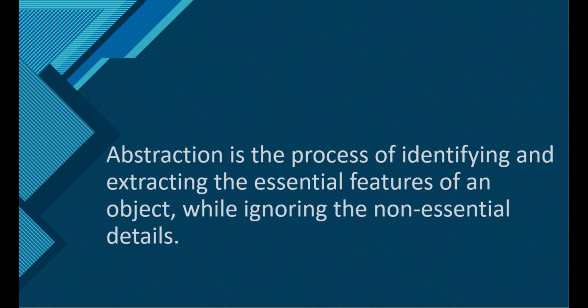Abstraction is the process of identifying and extracting the essential features of an object, while ignoring the non-essential details. In OOP, abstraction is achieved through the use of classes and interfaces. A class is a blueprint for creating objects, while an interface defines a set of methods that a class must implement. We can look into a real-time example of this for better understanding.